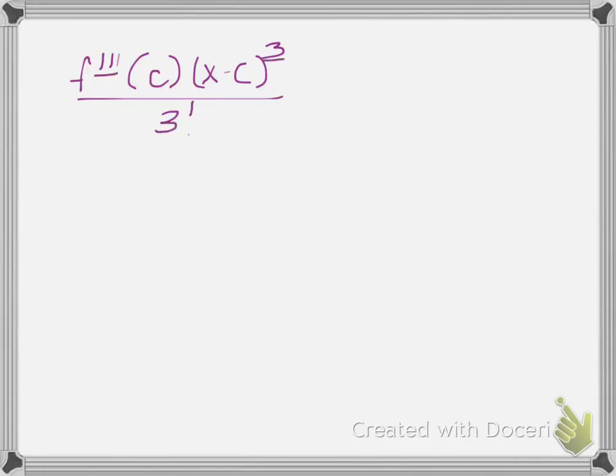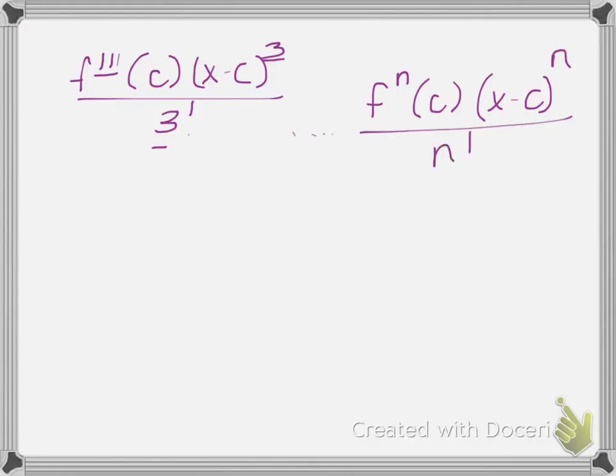Notice all these are the same. And then the pattern would continue to f to the nth derivative of c times x minus c to the n over n factorial. And so the Maclaurin is the first one where it's centered around 0. Taylor is the second one, and it's centered around c. I know it looks complicated, but after you see the process, it really isn't as complicated as it may seem.